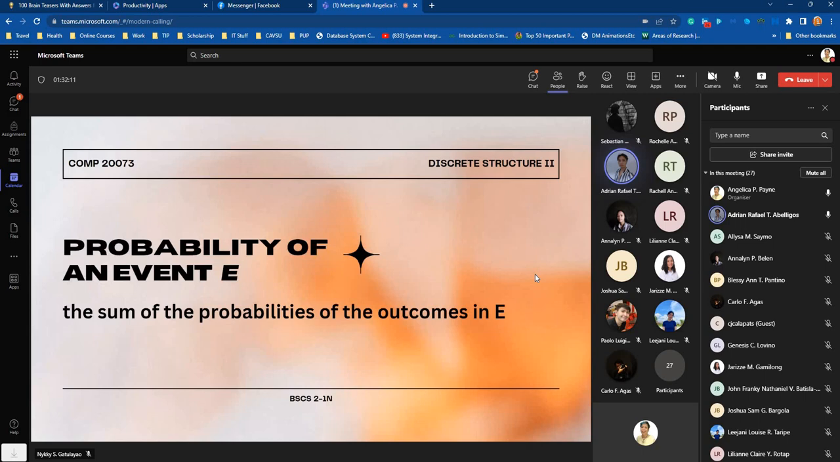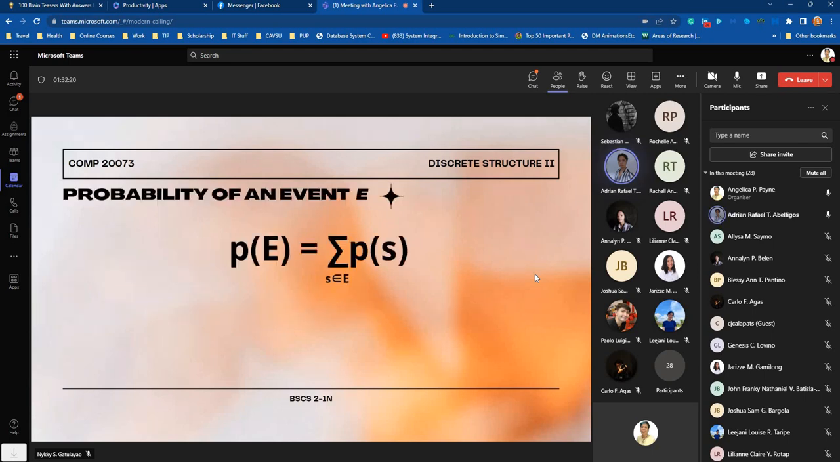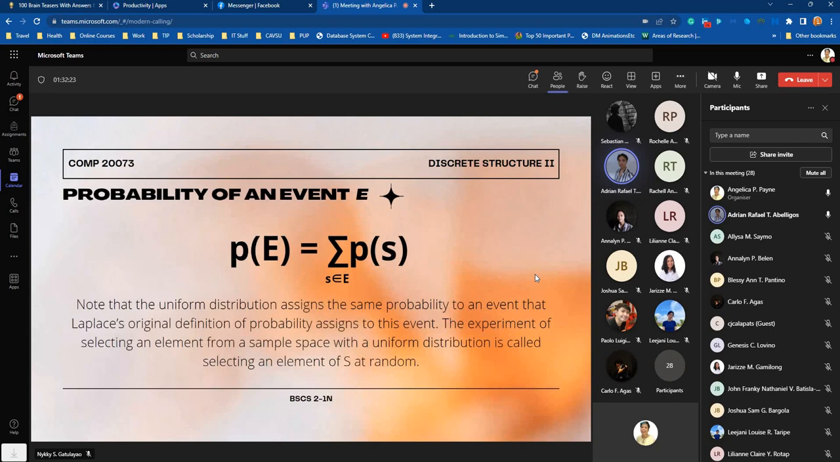Then, the next term is probability of an event E: the sum of the probabilities of the outcomes in E. For the probability of an event E, the equation will be P of E equals the sum over S, an element of E, of P of S. Note that the uniform distribution assigns the same probability to an event that Laplace's original definition of probability assigns to this event. The experiment of selecting an element from the sample space with a uniform distribution is called selecting an element of S at random.